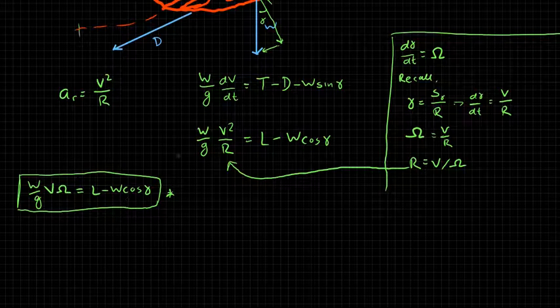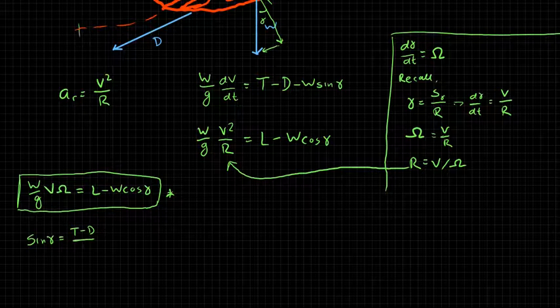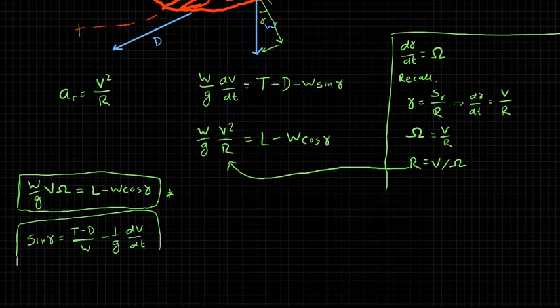Okay, so that's one relationship. Now we're going to take our drag equation, or our force balance in the direction of flight, and rearrange that as well to solve for sine gamma. After some algebra, we get sine of gamma equals (T minus D) divided by W, minus 1 over g dV/dt. Okay, and we're going to call this one double star.